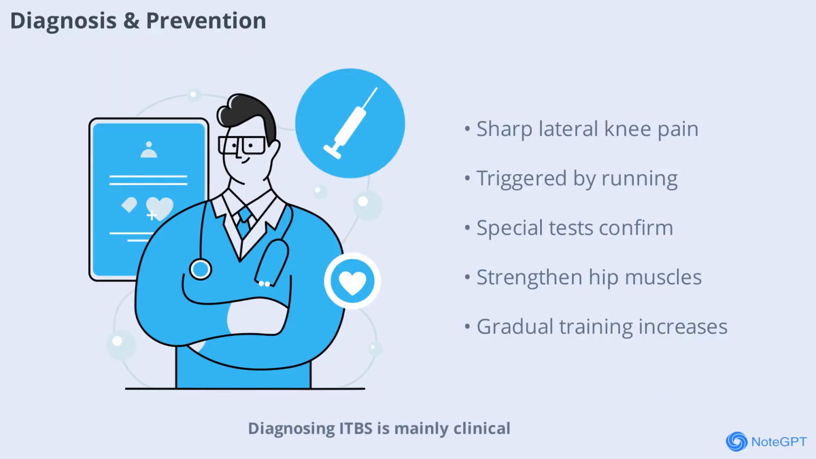Diagnosing ITBS is mainly clinical. Patients usually report sharp or burning pain on the outer side of the knee, often triggered after a certain running distance or when running downhill. The pain can sometimes radiate up or down the leg, making it hard to pinpoint.